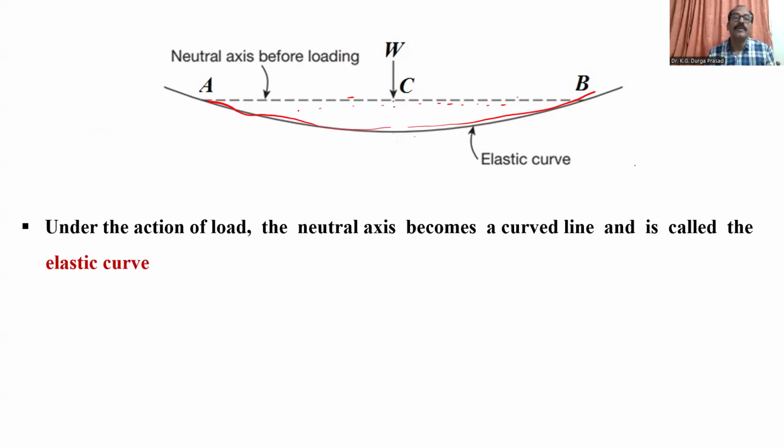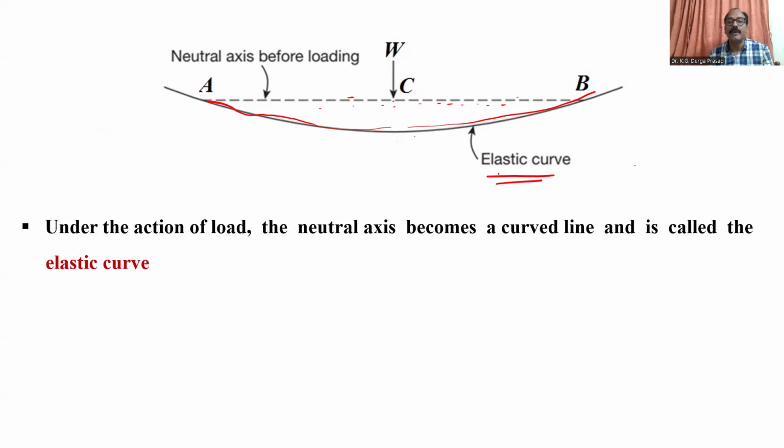Now, I hope you understand. Let me repeat. Before the load is applied, the neutral axis of the beam is horizontal. That can be seen here. It is a dotted line. Whenever the load is applied, it takes the curved form. This curved line is called the elastic curve, right?